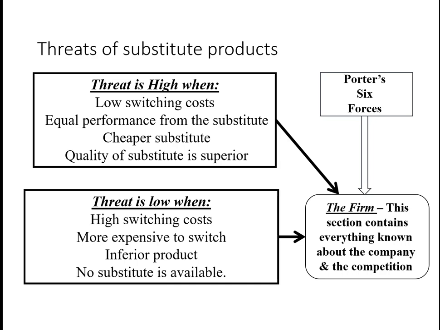Threat of substitute products is high when the switching costs are low. So if somebody can just come in and open up a company like yours real cheap, like 3D printing is today, you might have to do a lot better quality-wise, or you could lose your business. Threat is low when switching costs are high.